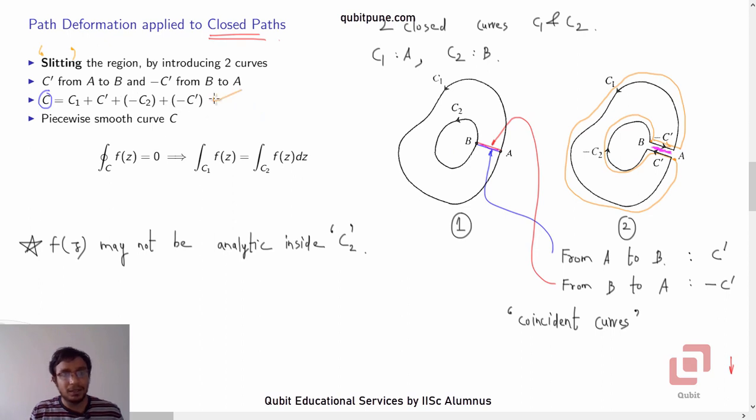So we write it in this way: C is equal to C1 plus C prime plus minus C2. Note the change in sign because we are traversing it in the opposite way. Minus C2, and then again minus C prime because again we are coming back to A. Now because this is a piecewise smooth closed curve C, we can apply Cauchy's integral theorem, which means the line integral along our closed curve C of f of z is equal to 0.